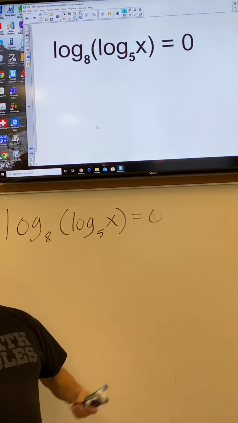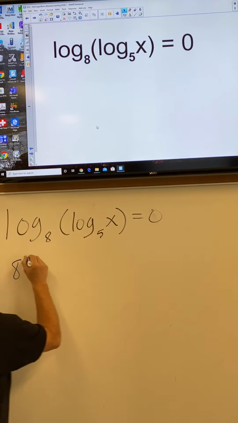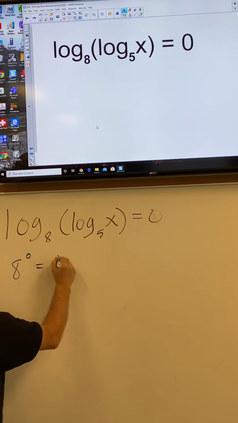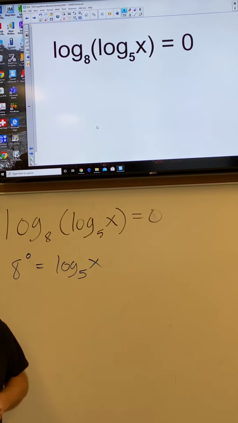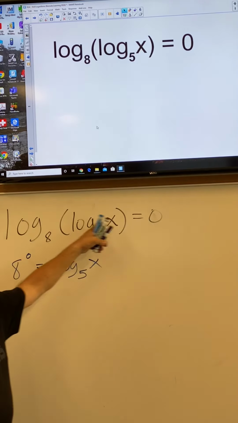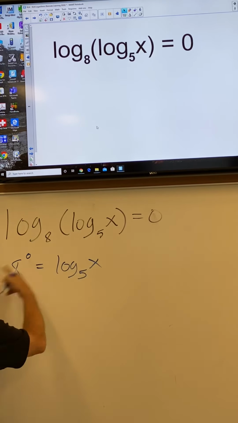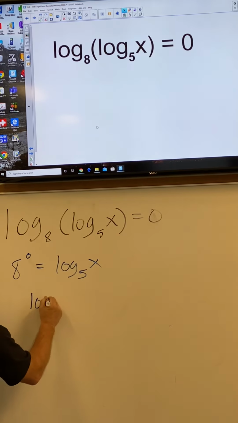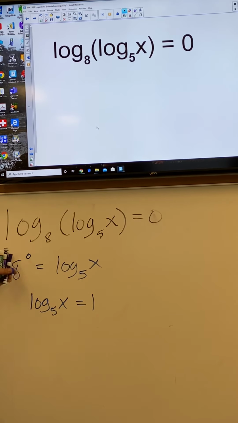So let's convert. That would be 8, this base, to this power equals blah, which is this guy. It just so happens to be log base 5 of x. I just did converting, right? Converting this base to this power equals this thing. Now 8 to the 0 is 1. Anything to the 0 is 1. I like to write my logs over here, so I'm going to write it like this. Log base 5 of x equals 1. I just turned 8 to the 0 into 1.